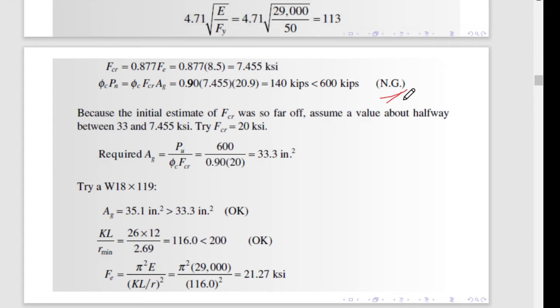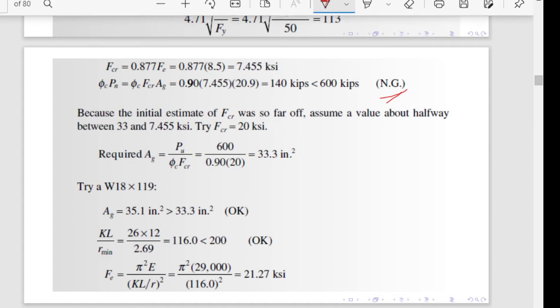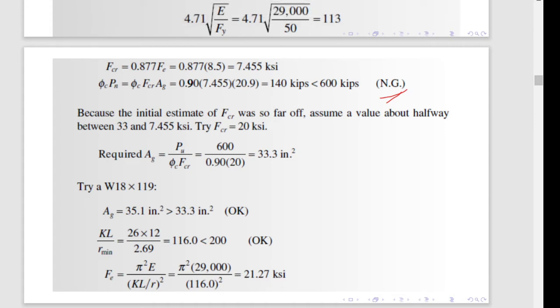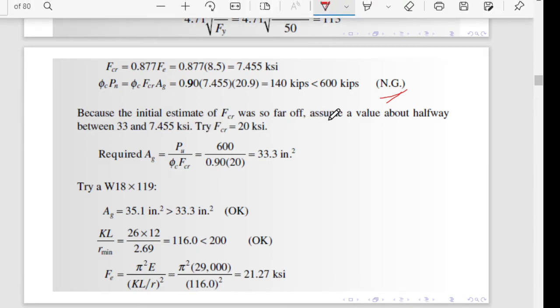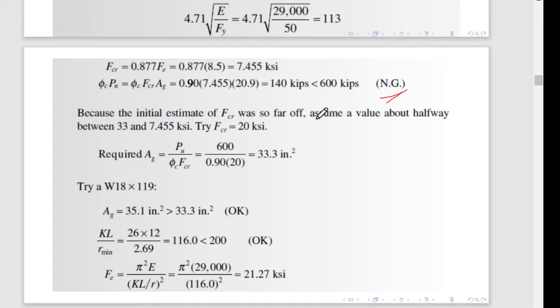Again, we try another value for FCR and another section. We select another section because the initial estimate of FCR was so far off, no? Assume a value about halfway between 33 and 7.455 KSI, but we assumed 33 first, 2/3 of 50. So the result is far off, no? So we try between these. So try 20 KSI.